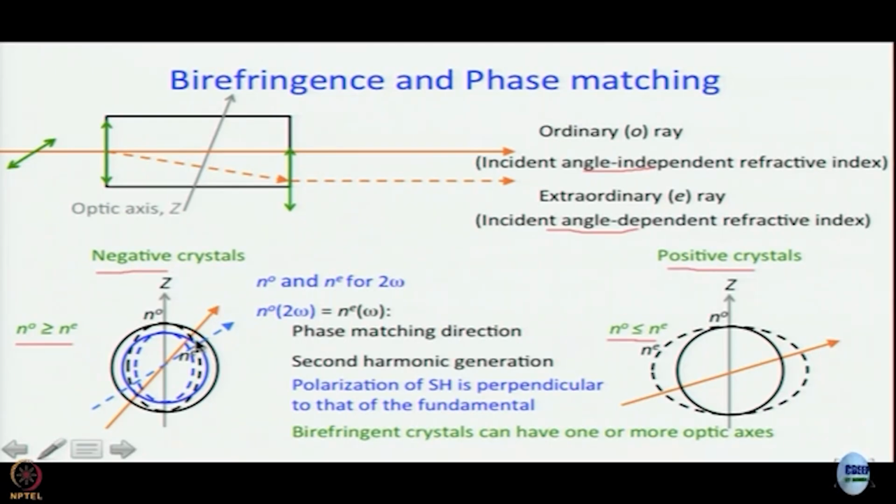the circle for the second harmonic overlaps with the ellipse for the fundamental, which means the refractive index of the extraordinary ray of the second harmonic is equal to the refractive index of the ordinary ray for the fundamental for that particular angle of incidence. And that is when the refractive indices are matched. So, phase matching is achieved, the conservation of momentum is assured, and that is when you get second harmonic generation. Okay. So, this is what we had discussed in the last module.